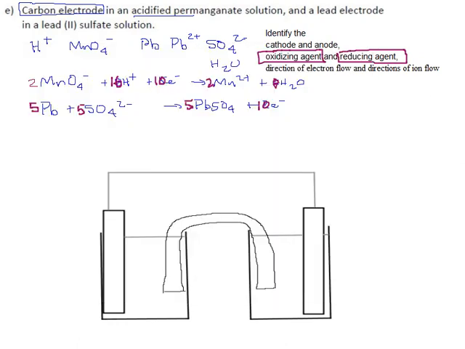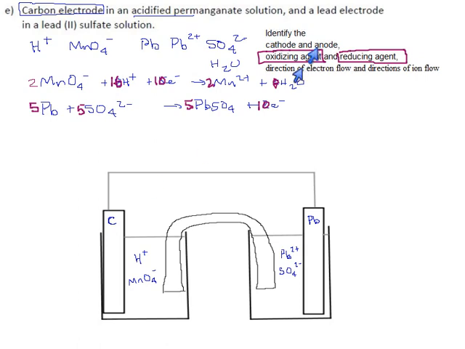So we are told on one side we have a carbon or graphite electrode in the acid permanganate solution. So over here we have H plus and MnO4 minus. And on the other side we have a stick of lead, or a bar of lead, in a solution of lead ions and sulfate ions. Okay, so they want the cathode and the anode.